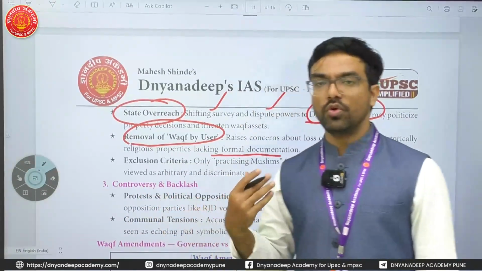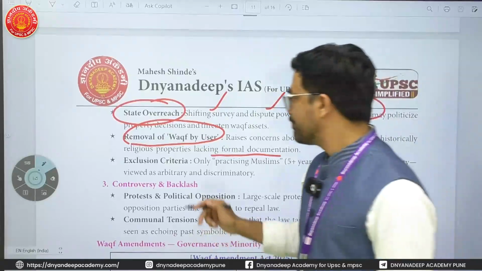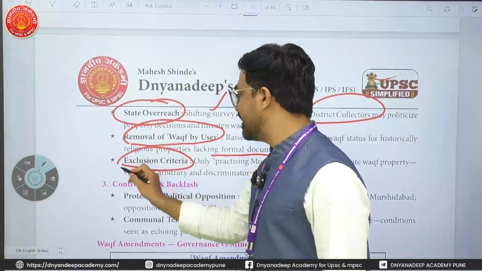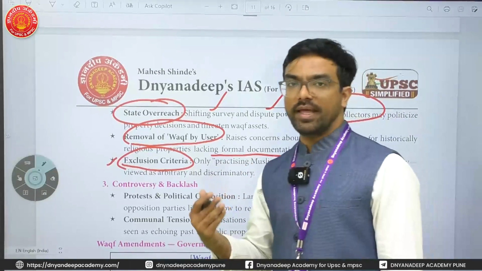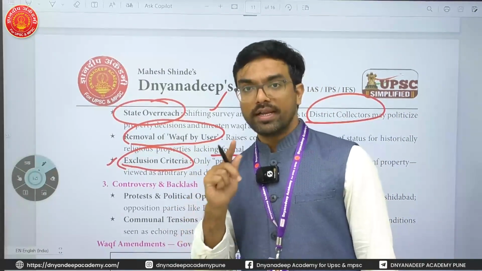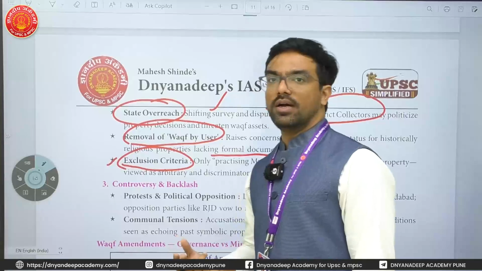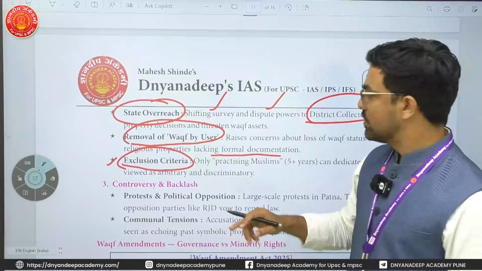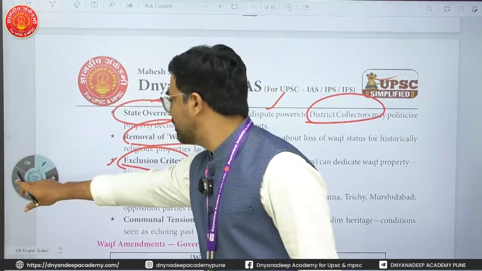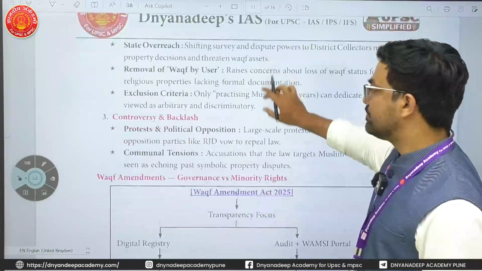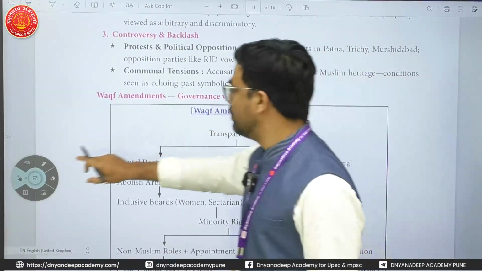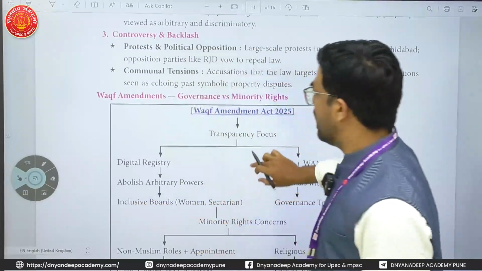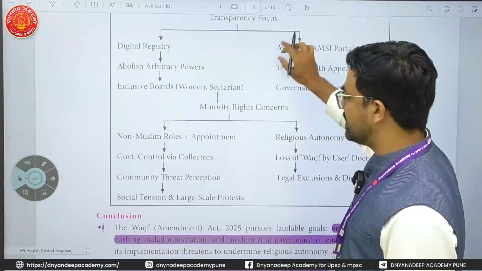Those who don't have documents backing that. There is also exclusion criteria. It is said that any Muslim who is practicing Islam for at least 5 years can only give their property as well. So concerns are being raised about exclusion criteria. That's why there have been protests, and political and communal tensions have been raised.